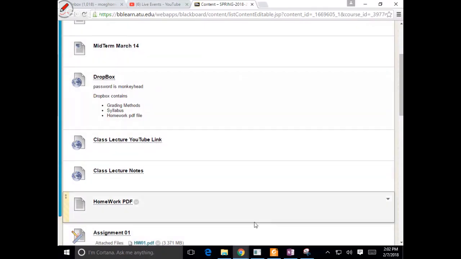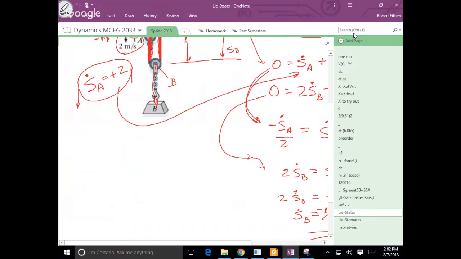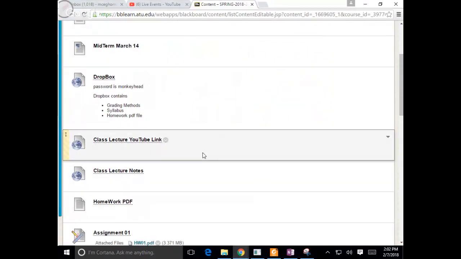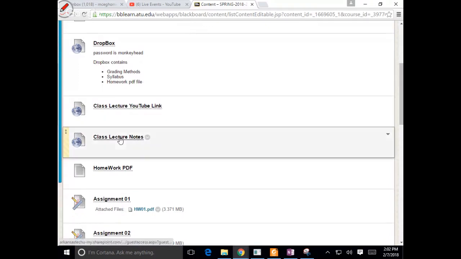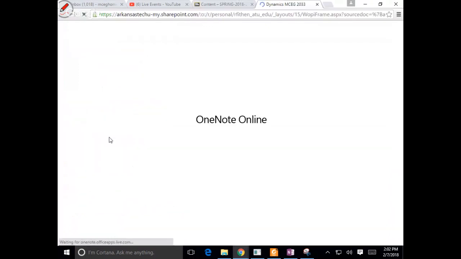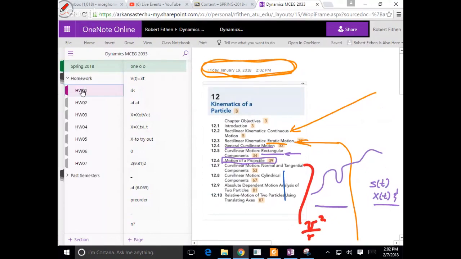What I did is I went into the other class and started poking at the homework. So if you go in, I guess I should show you inside. If you go in the Blackboard site and then go down to class lecture notes, it'll load the OneNote. It may ask you to log in. And once you're there, there's a homework, and then homework 1.